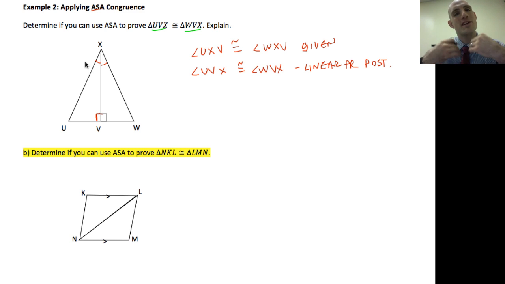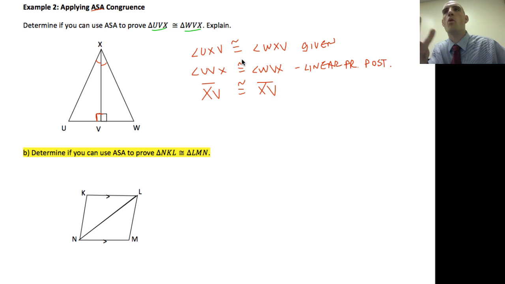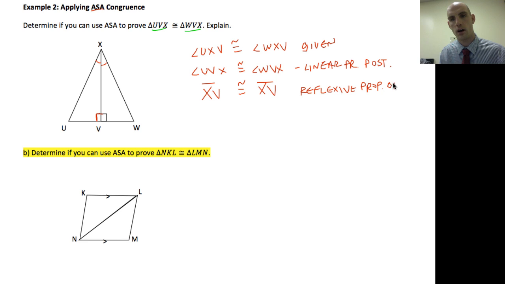Well, I need to ask myself, which side is included between those? It's the shared side. So here's the other side that forms my first angle. Well, that's not shared with anything. And if these are my 2 angles, I want to say XV is congruent to XV. Well, what property allows us to say that something is congruent to itself? When it looks in the mirror, it sees that that's what it is. So that must be the reflexive property of congruence, because that middle side is shared.